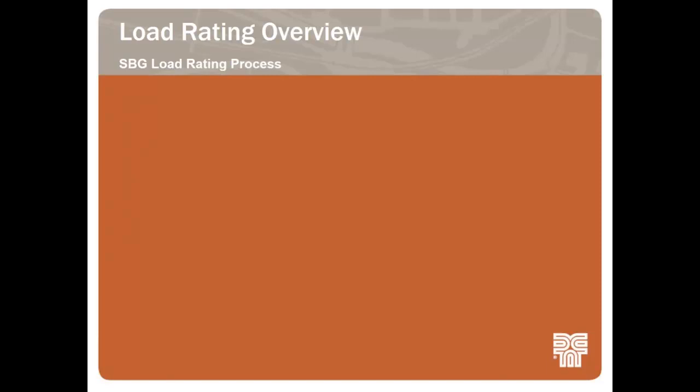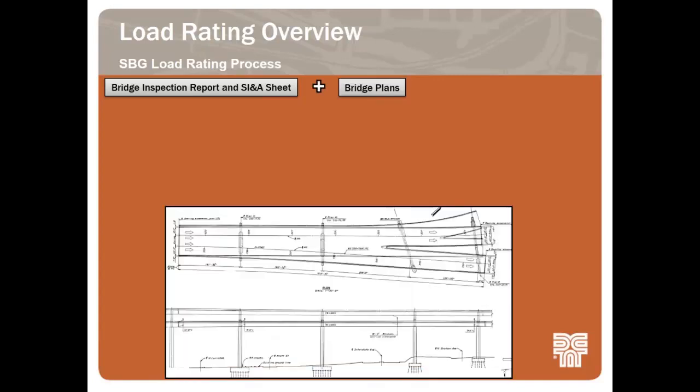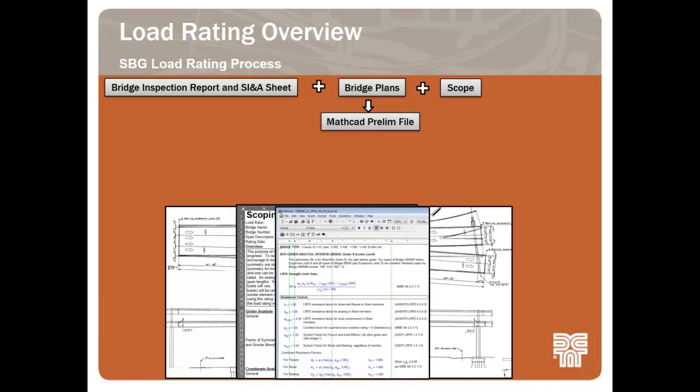So the general steel box girder load rating process we used is, first, you obtain the bridge inspection report to determine the current condition and posting of the bridge. With that, you look at the current bridge plans, so you'll have your as-constructed plans and any modifications. And then from there, you'll develop a scoping file to determine what members need to be rated. All three of those will go into the primary documentation of the MathCAD prelim file.